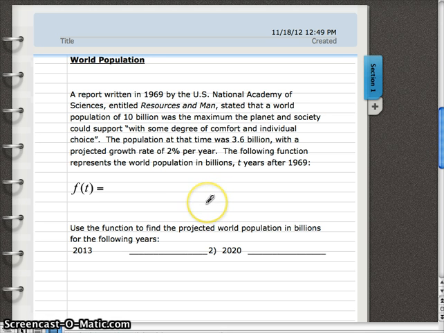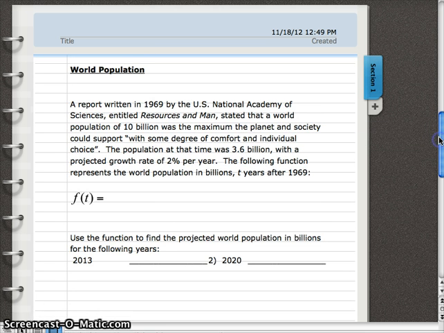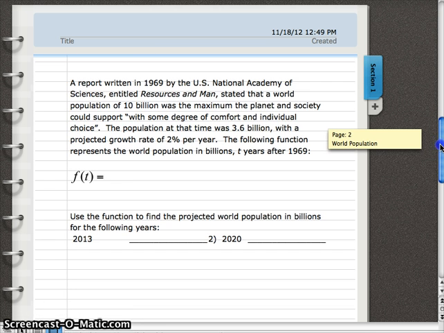Doing some research, I discovered that a written report in 1969 was given, in a publication called the National Academy of Sciences, and it was talking about how our world population couldn't be more than 10 billion without our planet and our society going through some degree of discomfort or turmoil, or whatever you want to describe here.